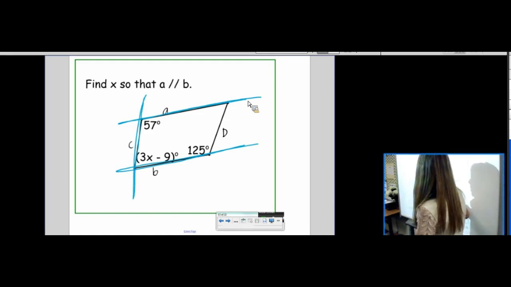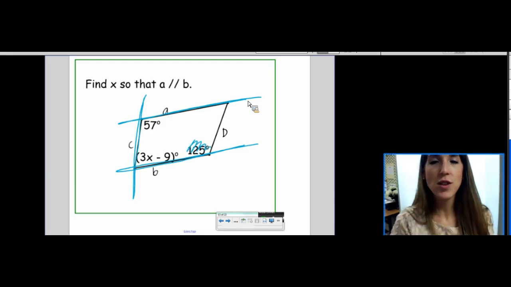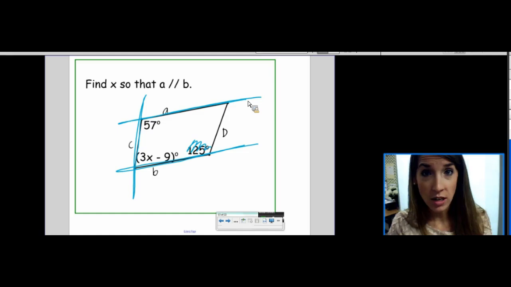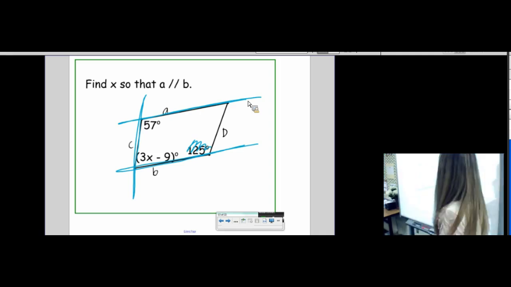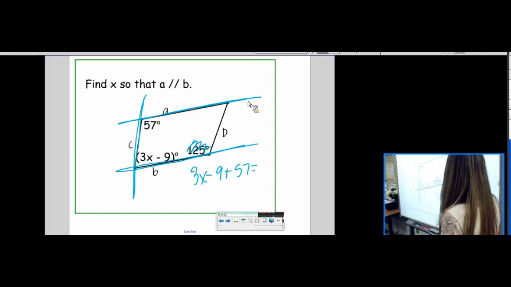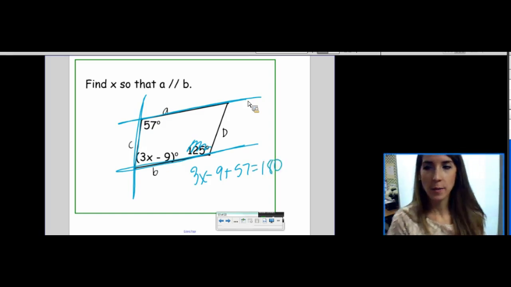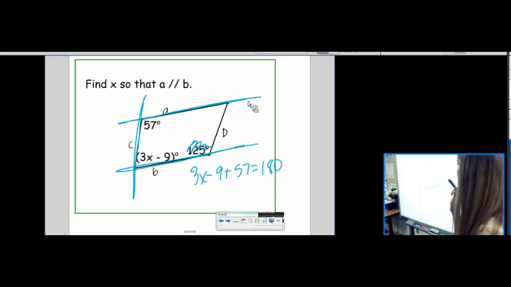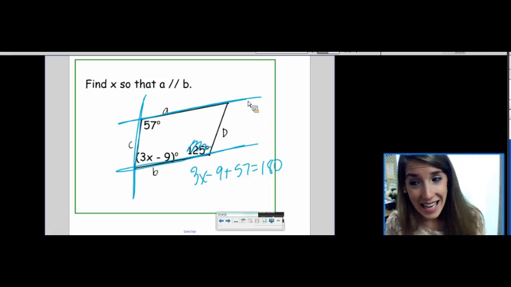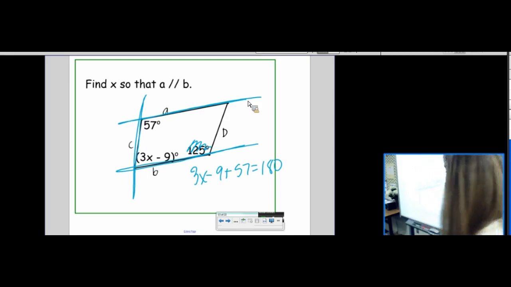What we're not going to use is that 125. It is no good to us. It was there to trick you. It's the number you don't use. What are we going to do with 57 and 3x minus 9? They are same side interior angles, so we're going to add them to equal 180. If it said make C parallel to D, then we would use the 125, but it didn't.